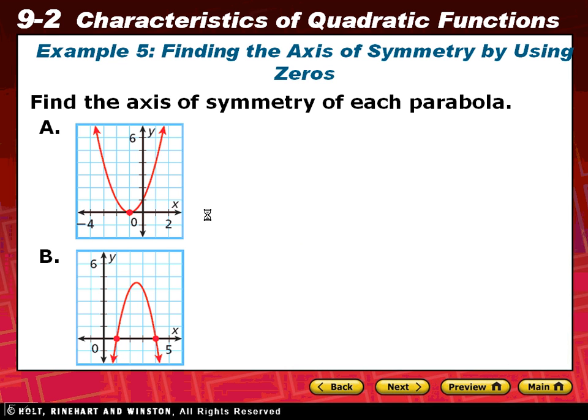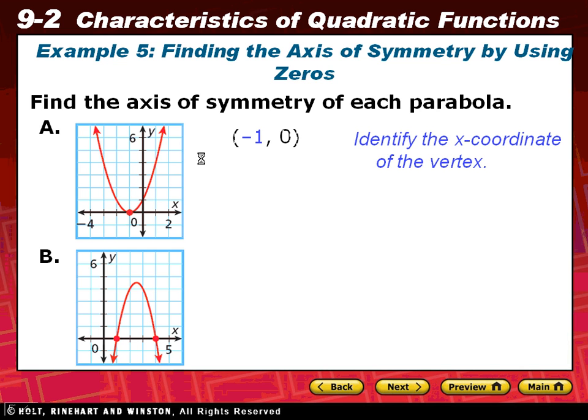All right, so let's find the axis of symmetry for these. For A, the equation of the line is going to be x equals what for the axis of symmetry? Well, let's look at the vertex. The vertex is at x equals -1. So the axis of symmetry is located at -1.